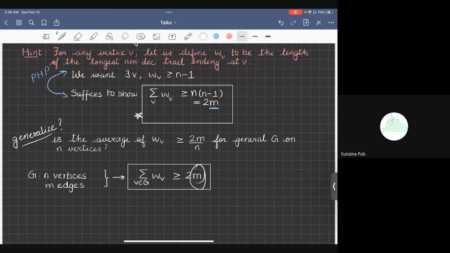So think about it like this: we want to show the statement for some graph, and we just delete an edge and then apply induction. The sum of weights of this is at least 2m minus 2, and then we bring back that edge and show that the weight has increased by at least 2. Does that help? Yes. Okay.